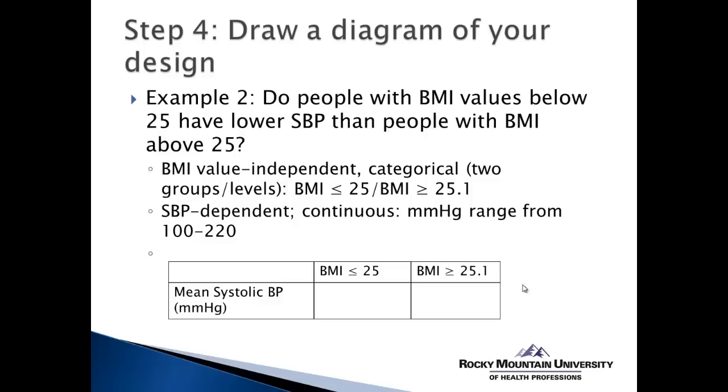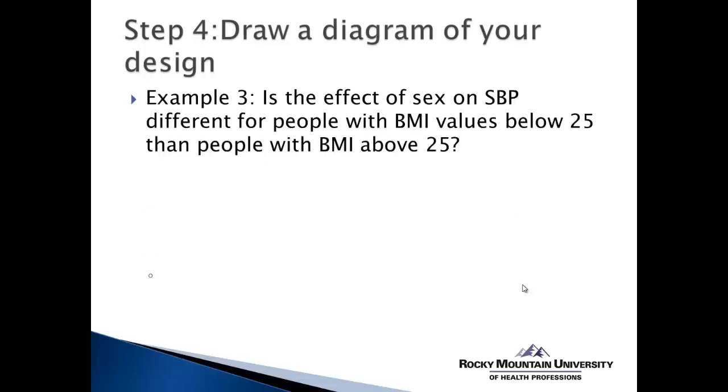It's going to be very helpful to visualize what it is you're trying to do. And we'll go through some more examples later on in the presentation. Well, here's one more example. In this example, we want to look at the effect of sex or gender on systolic blood pressure and see if it's different for people with BMI values below 25 versus people with BMI values above 25. You might recognize this from our previous example, looking at blood pressure comparing people with two types of BMI, but now we want to throw in the effect of gender or sex into the equation.